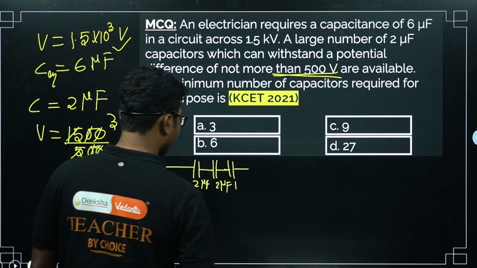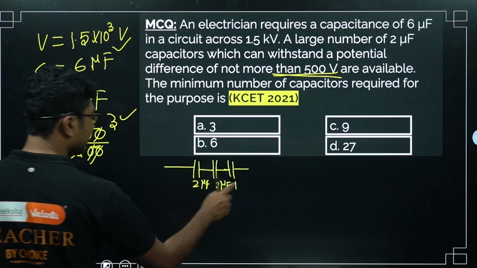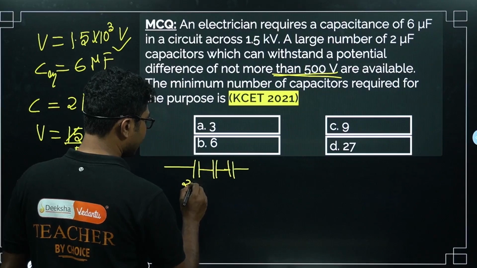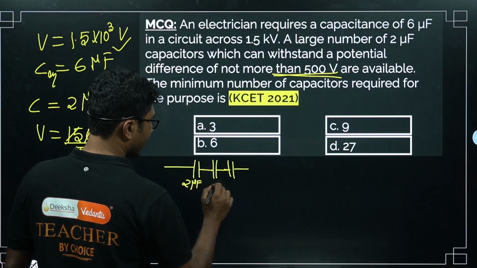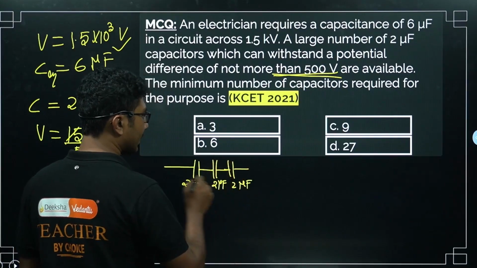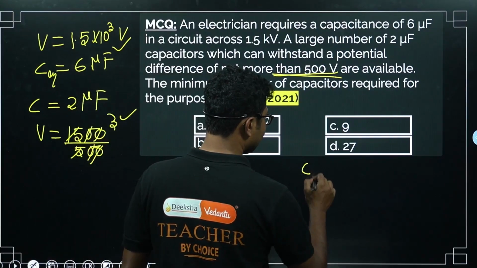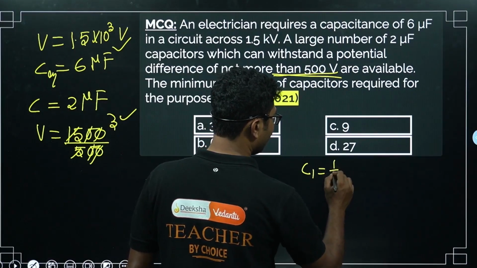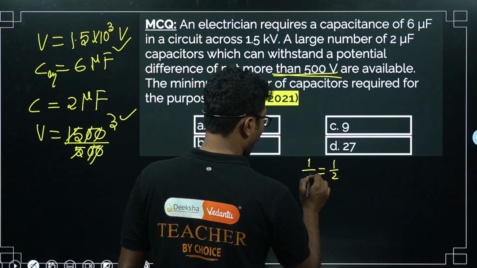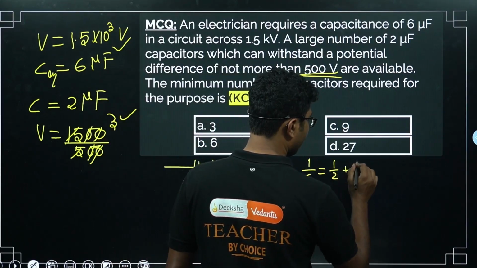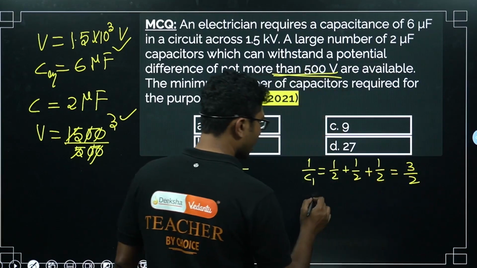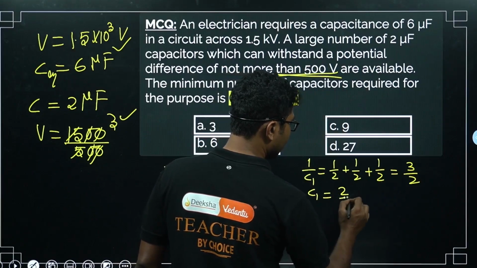So don't get confused. Sometimes I have seen students get confused between series of resistances and series of capacitors. So don't get confused. 2 microfarad, 2 microfarad, 2 microfarad. If the equivalent capacitance of one such line is C1, then 1 by C1 is equal to 1 by 2 plus 1 by 2 plus 1 by 2, that is 3 by 2, or C1 is equal to 2 by 3.